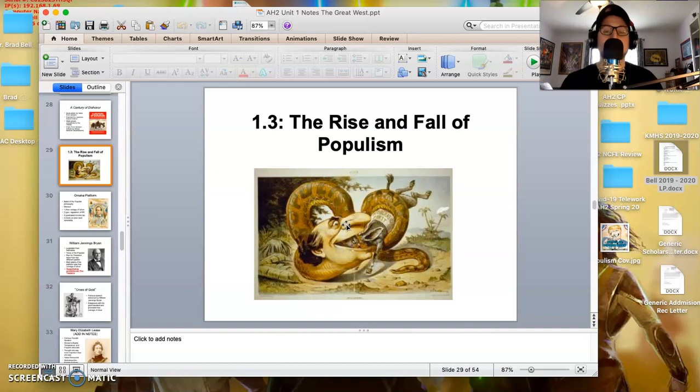You see that in today's politics with Bernie Sanders. You see it with Donald Trump. They have different philosophies on putting the people first, but that is what they try to cater their message toward.